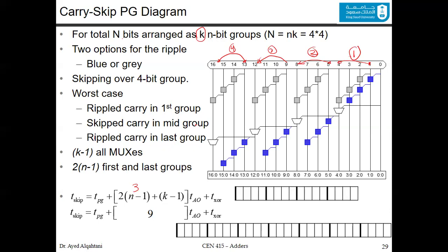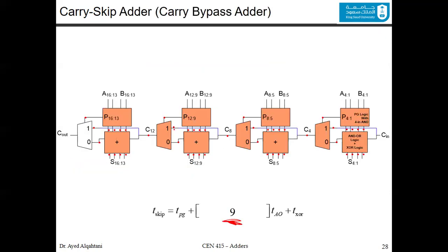And for the middle groups, what we are doing is k minus 1, which is the number of groups minus 1. So it's 4 minus 1, which is equal to 3. So 2 times 3 plus 3 is equal to 9. To understand it in terms of what we explained, what we've done is ripple here, and skip, and also skip.